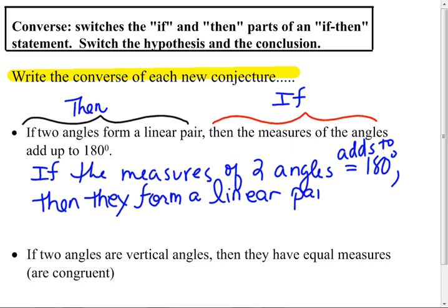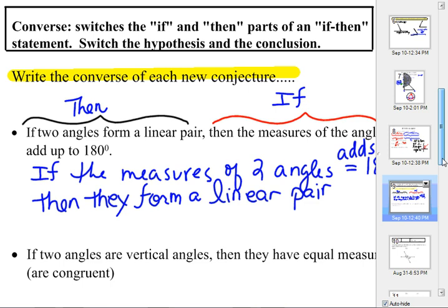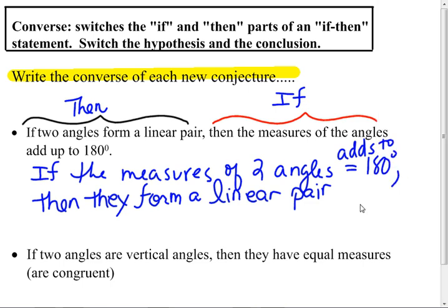I think this is the last one that we get into homework, and we'll do the problem together. Now the question I have for you is, is that statement true? I know my original statement is true. If I have two angles that are making a straight line, then I know the angles add up to 180.